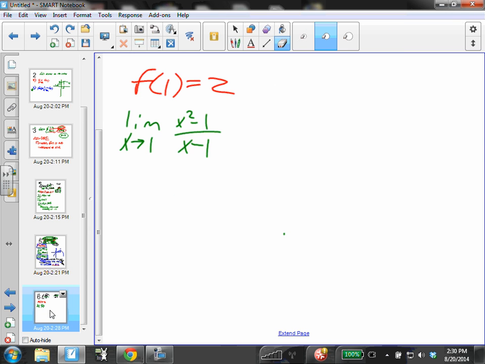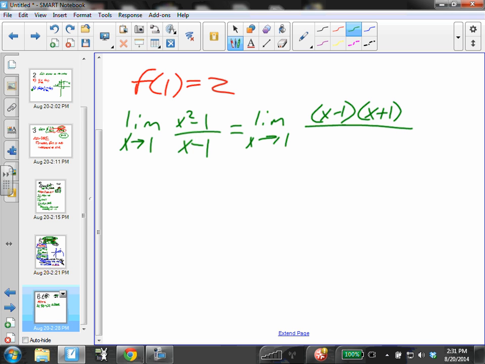Now remember, our first option with a limit is always to plug in, right? But that won't work, because we get a 0 on bottom. But notice we'll also get a 0 on top. And remember that 0 over 0, as I'm sure you already know, is indeterminate. The top is a difference of squares, so it's going to factor into x minus 1 times x plus 1. And the bottom we can leave alone as x minus 1. And it's going to cancel. So now we're talking about the limit as x approaches 1 of x plus 1, which is all that's left. And we get 2.